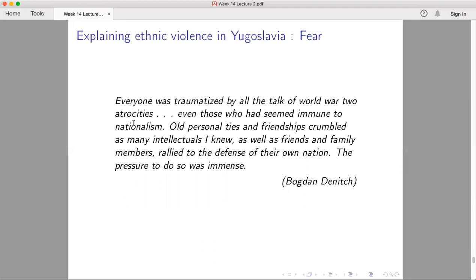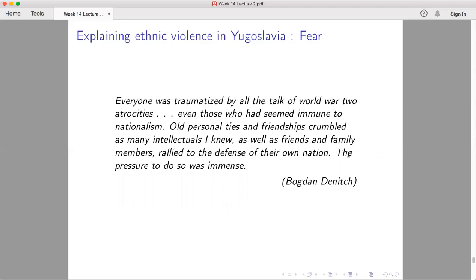Bogdan Denic says that everyone was traumatized by all the talk of World War II atrocities, even those who had seemed immune to nationalism. Old personal ties and friendships crumbled, as well as friends and family members rallied to the defense of their own nation.